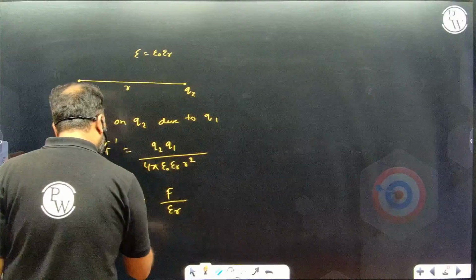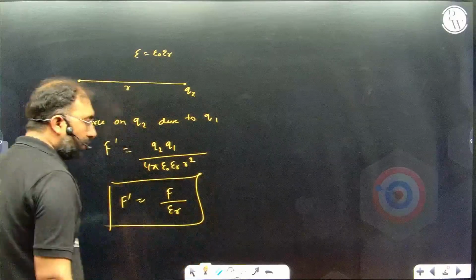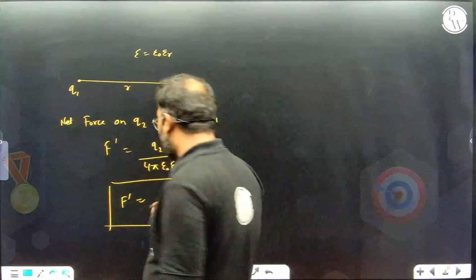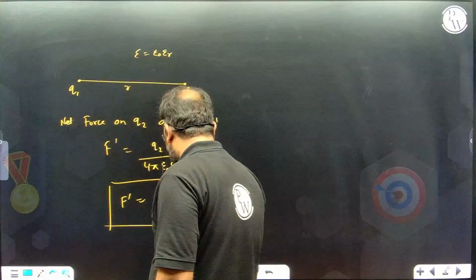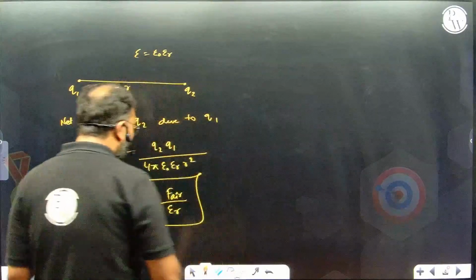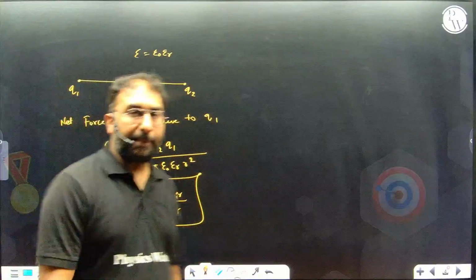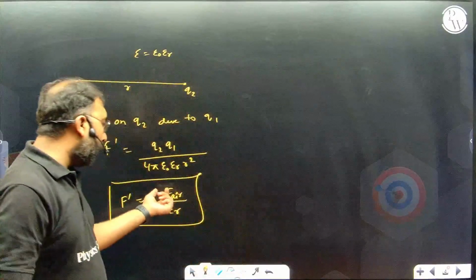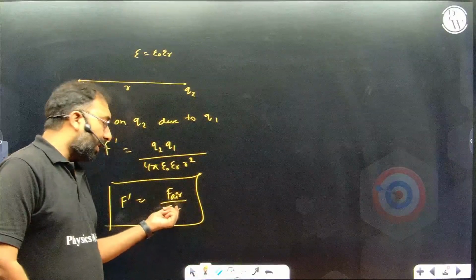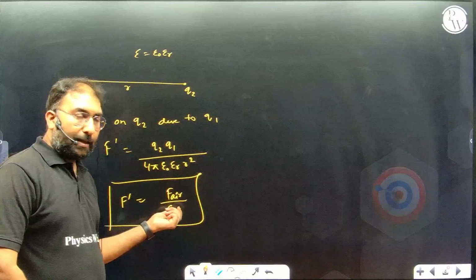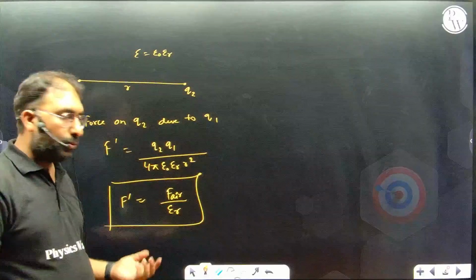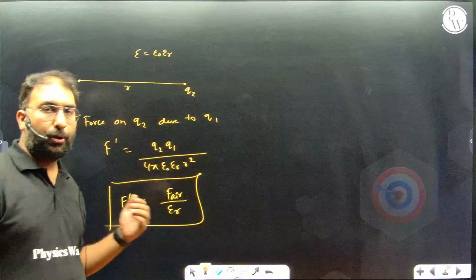So if you write down the net force acting on any one of the charge, that will be the force which we have already calculated when the charges were placed in air medium or vacuum medium, divided by epsilon R, that is the relative permittivity of that medium. So if you divide force in air by epsilon R, then you will get the net force acting on Q1 or Q2. So this is something you should keep in your mind, okay?